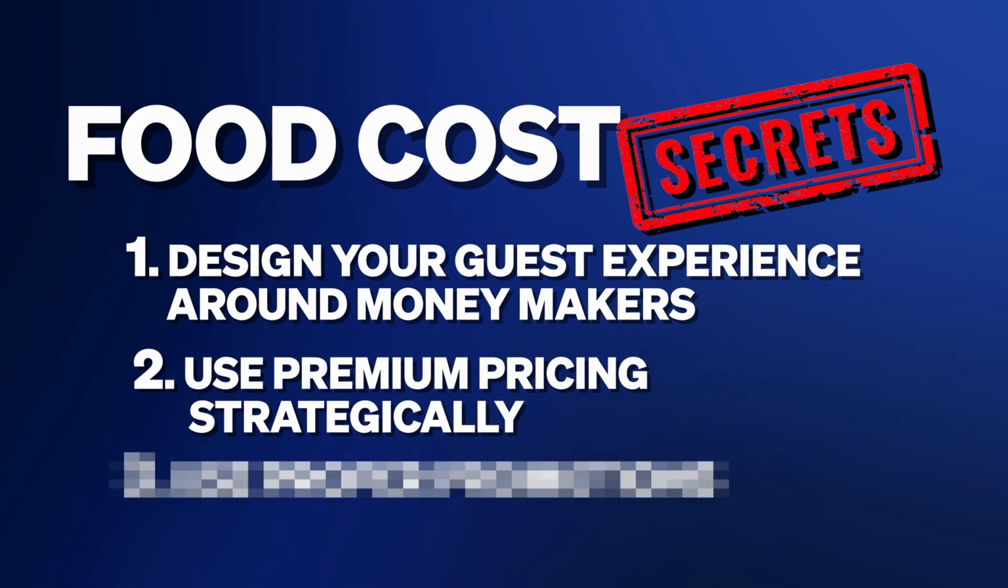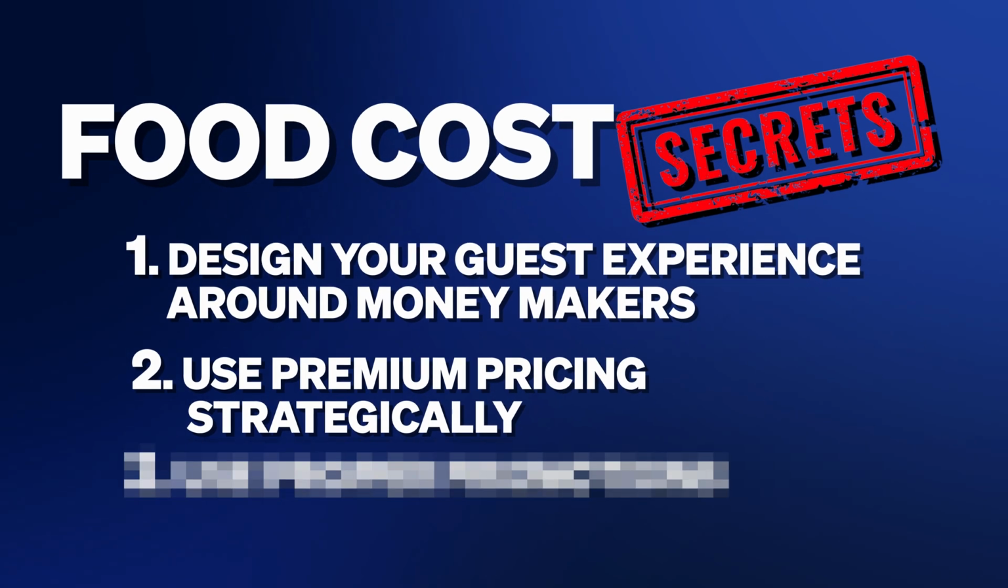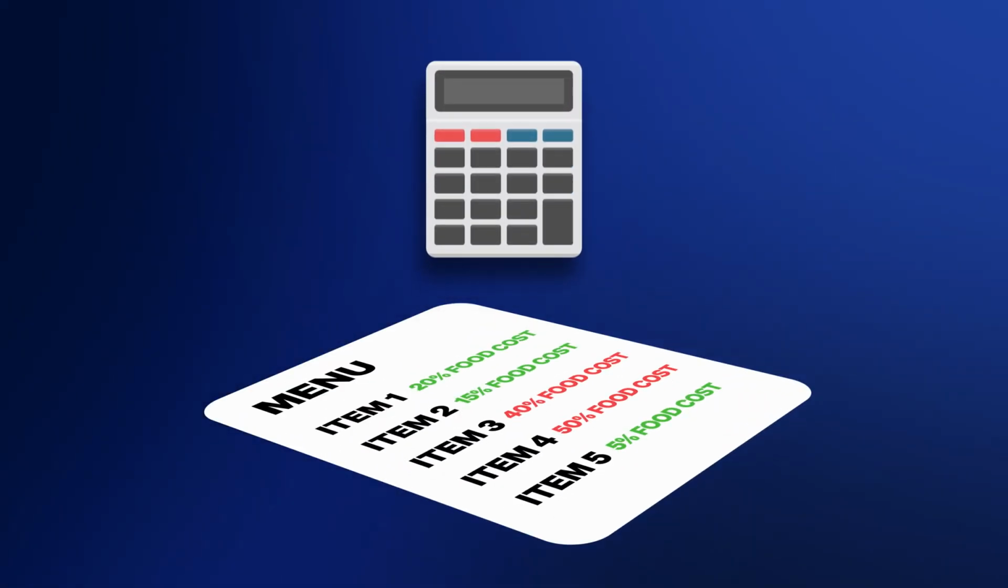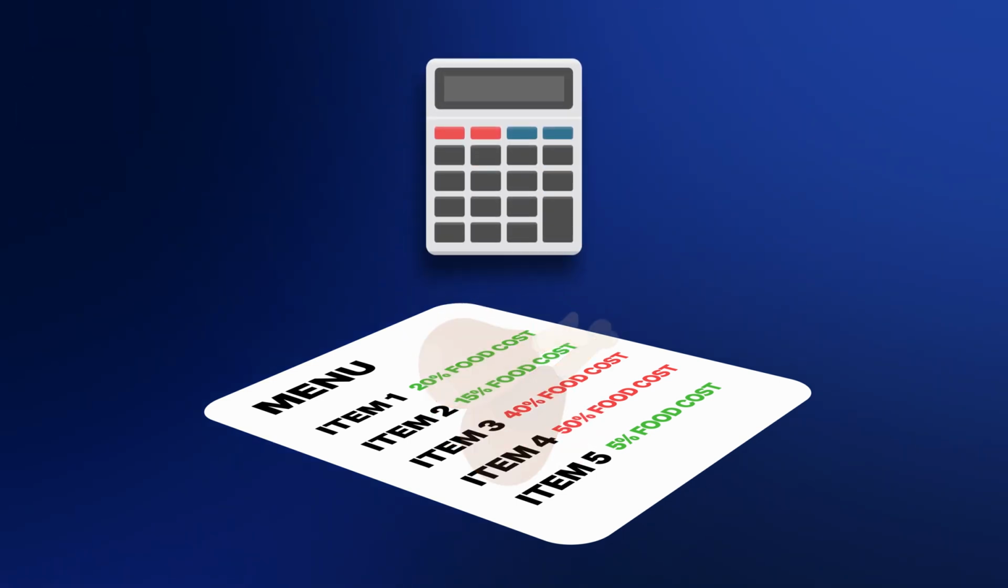Secret 2 is using premium pricing strategically with food costs. Because without using premium pricing strategically, it's almost impossible to achieve healthy food costs and profits. To do that, you start by figuring out the food cost for every dish on your menu. That means adding up the cost of the ingredients to make each item.